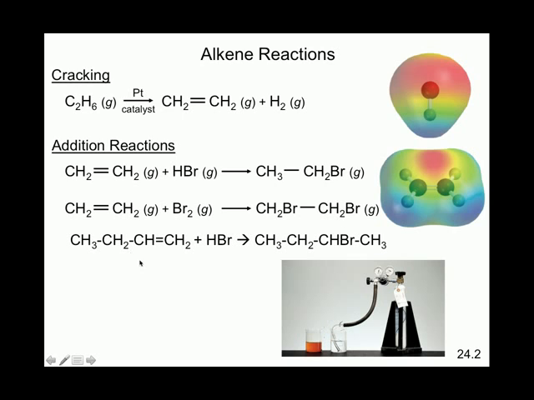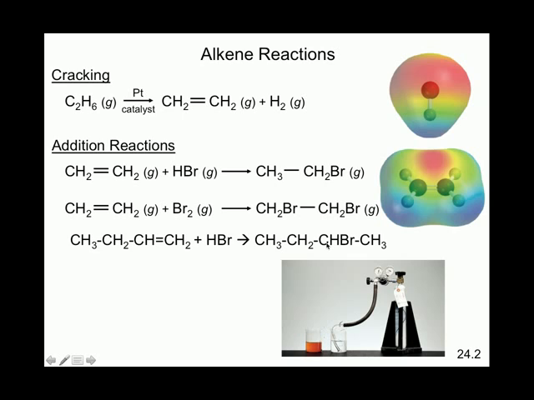Now what if we have a compound like this? This is, as we saw earlier, 1-butene, and we're going to react it with HBr. So which carbon will get the hydrogen and which carbon will get the bromine? Now, if you look over here, it looks like the carbon on the end got the hydrogen, and the carbon just in got the bromine.